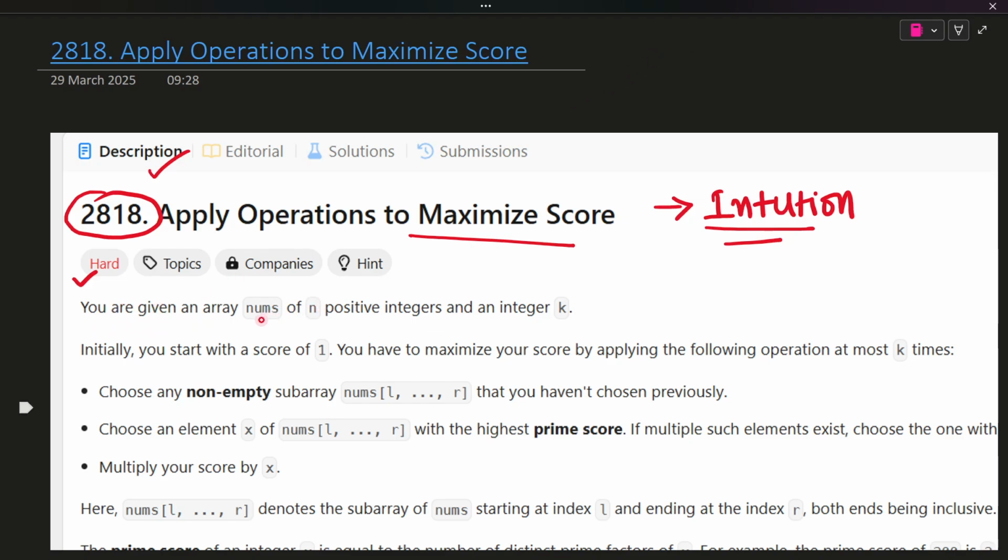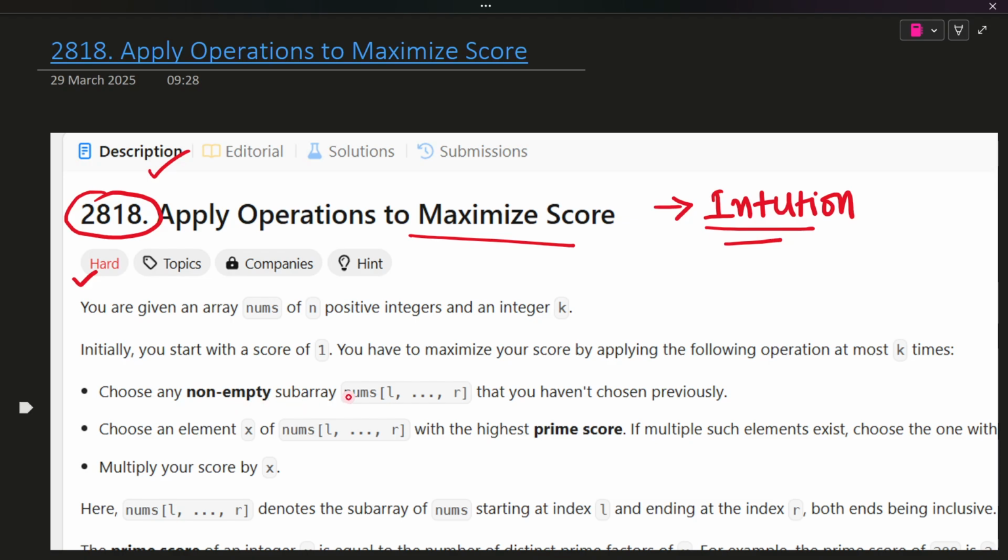You are given an array nums of n positive integers and an integer k. Initially, you start with a score of 1. You have to maximize your score by applying the following operations at most k times. Let's see what the operations are.